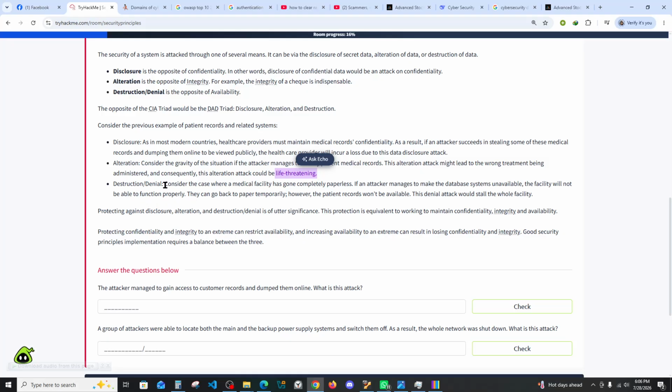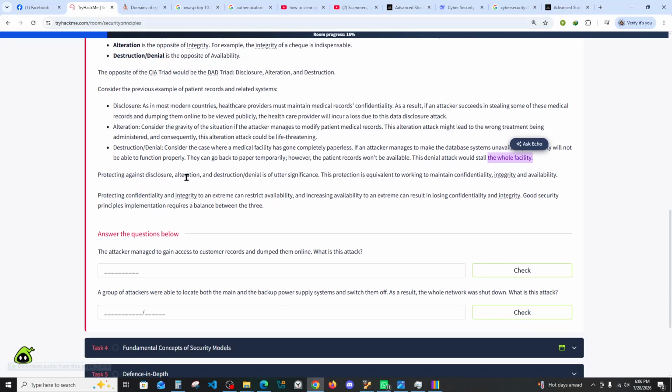Destruction or denial. Consider the case where a medical facility has gone completely paperless. If an attacker manages to make the database system unavailable, the facility will not be able to operate. They can go back to paper temporarily. However, the patient records being denied could stall the whole facility.